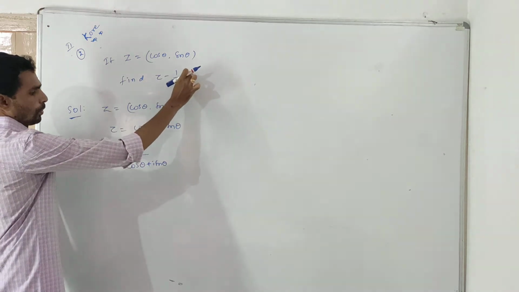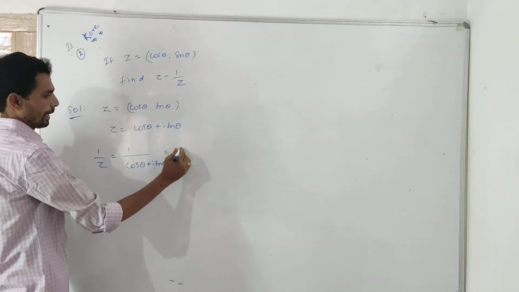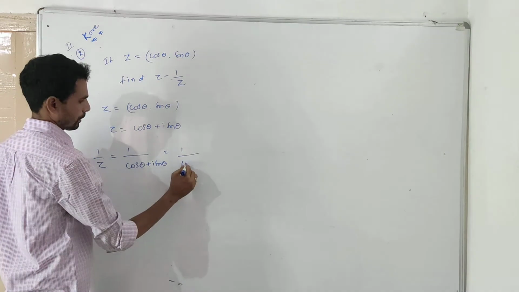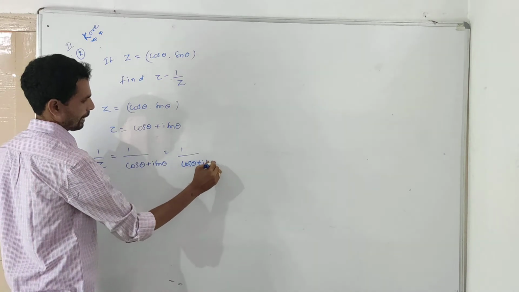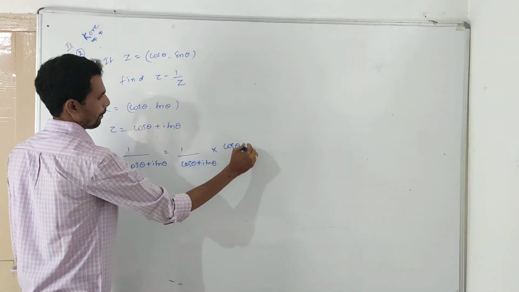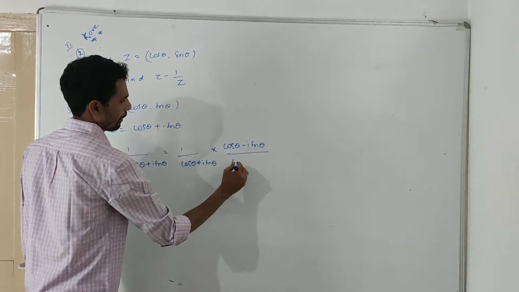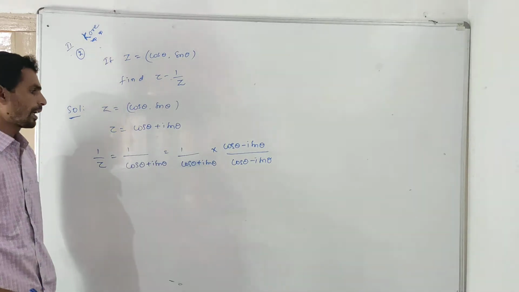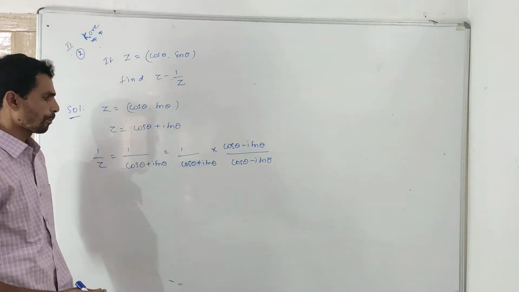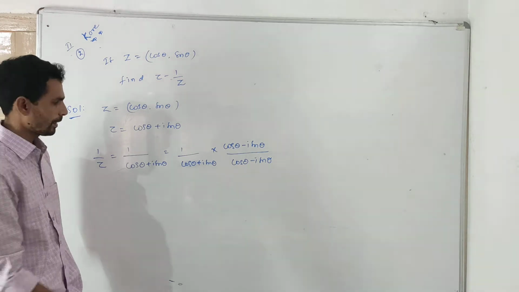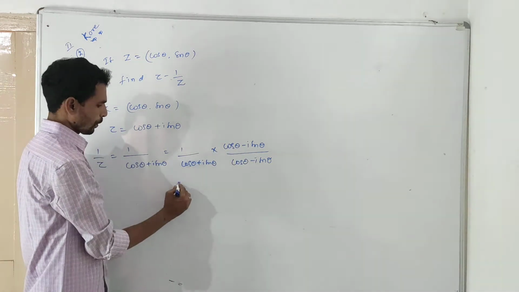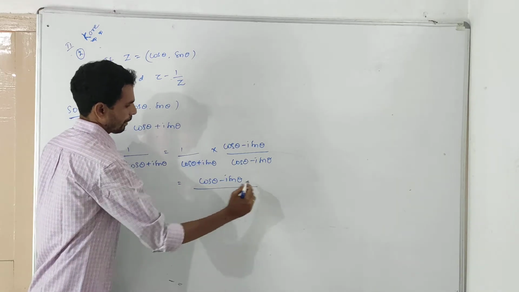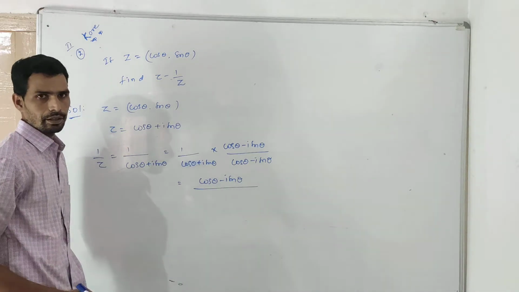Next, I want 1 by Z. 1 by Z means 1 by the total value, 1 by cos theta plus I sin theta, with rationalization, multiplying by cos theta minus I sin theta. Any doubt? Numerator value is 1, denominator value is cos theta plus I sin theta. So rationalization with the denominator: where there is a plus, we take a minus. So 1 times cos theta minus I sin theta in the numerator. Denominator value is a plus b into a minus b, which is a square minus b square.